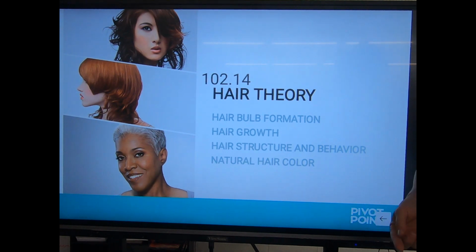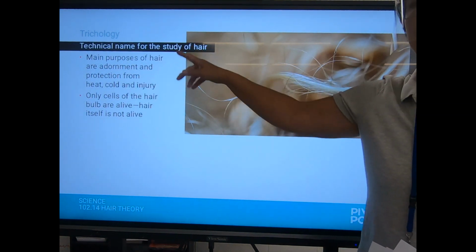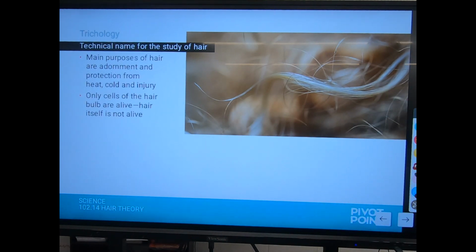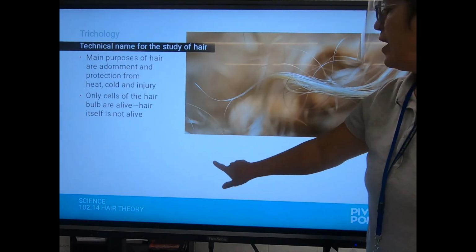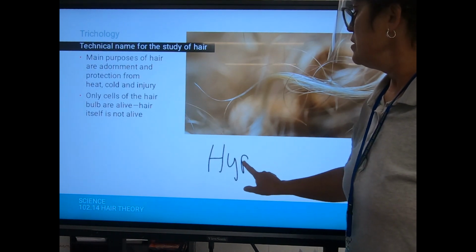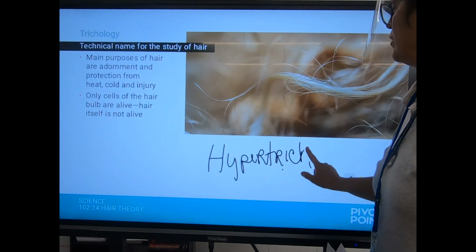Today we're going to be talking about hair theory. So we're going to be getting into some more technical aspects of what we learn here in cosmetology. Okay, the technical name for the study of hair is trichology. So where this comes into play, if I have hypertrichosis, I have too much hair.